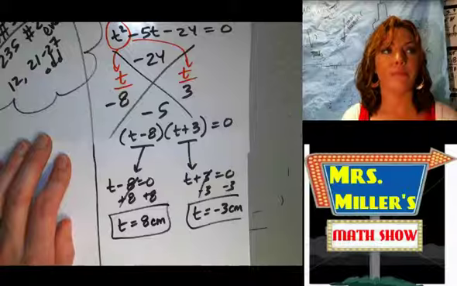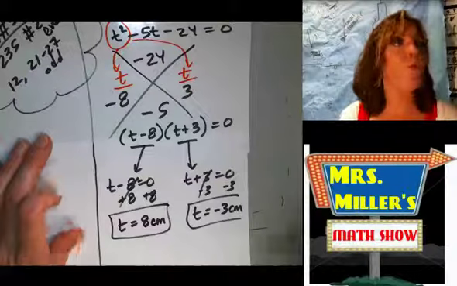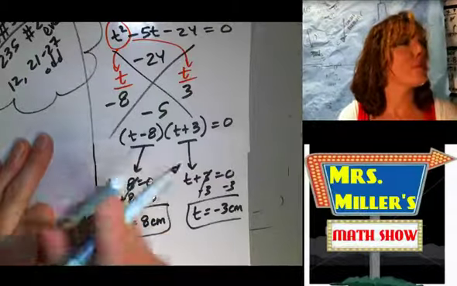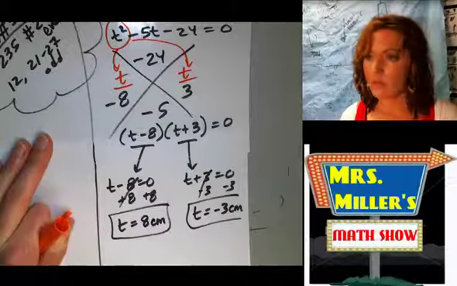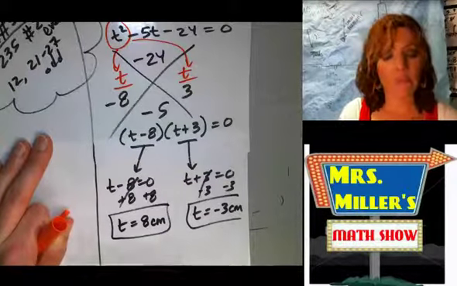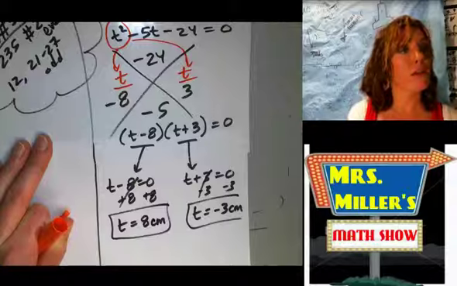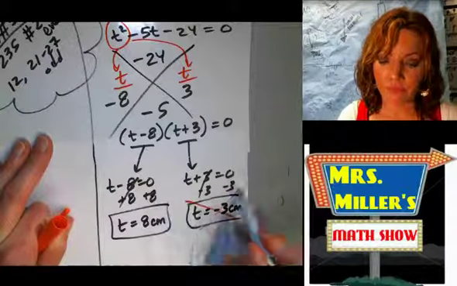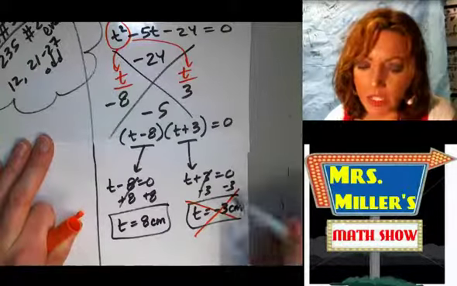Aiden? Would it be the negative one? It would be the negative one. Why would it be the negative one? Because the final answer is a positive, not a negative. Okay. Everybody give it up for Aiden. Okay, so the negative does not work.